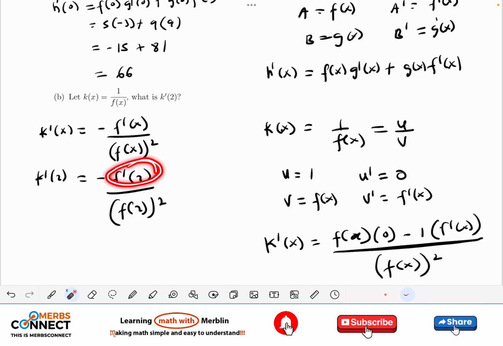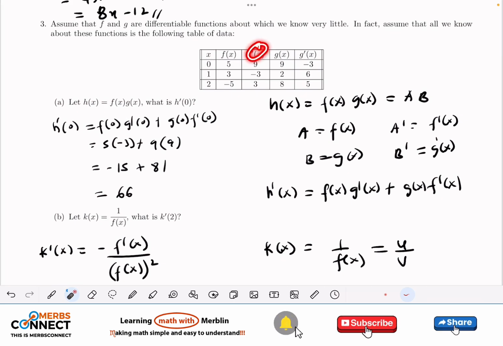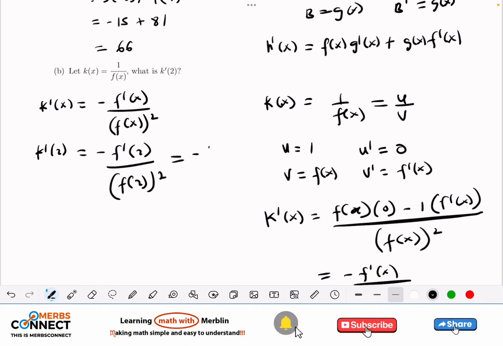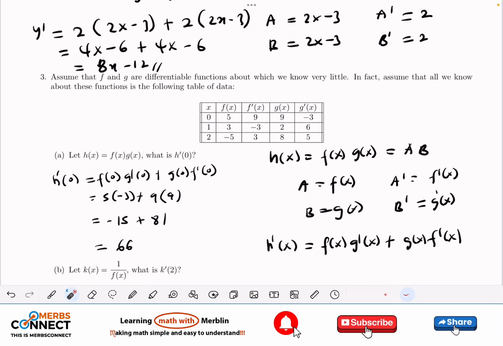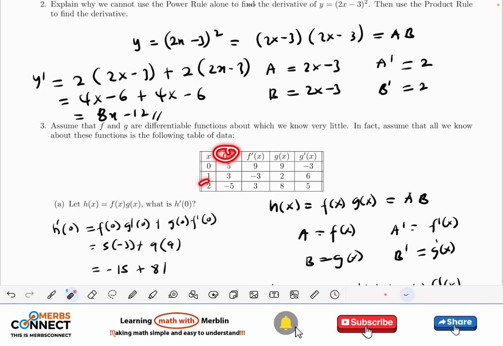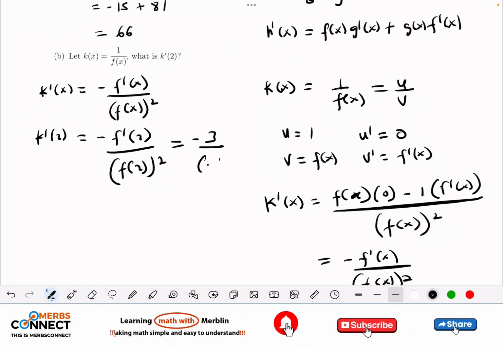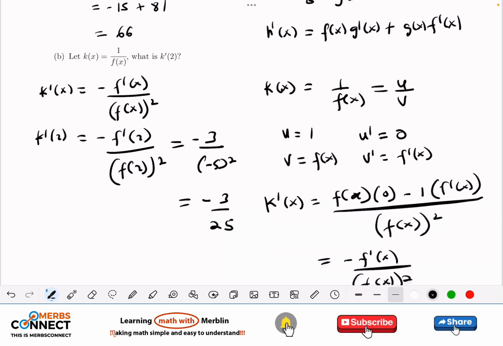Now we go to the table, then we look for f prime of 2. This is f prime. Where is 2? 2 is here. So this is where they are going to meet. So that one will be 3. So this one is going to be minus 3 divided by, we need to go and look for f of 2. This is f, this is 2. So we are going to get negative 5. So we are going to have negative 5 squared. Then when I simplify, I'm going to have minus 3 divided by 25.